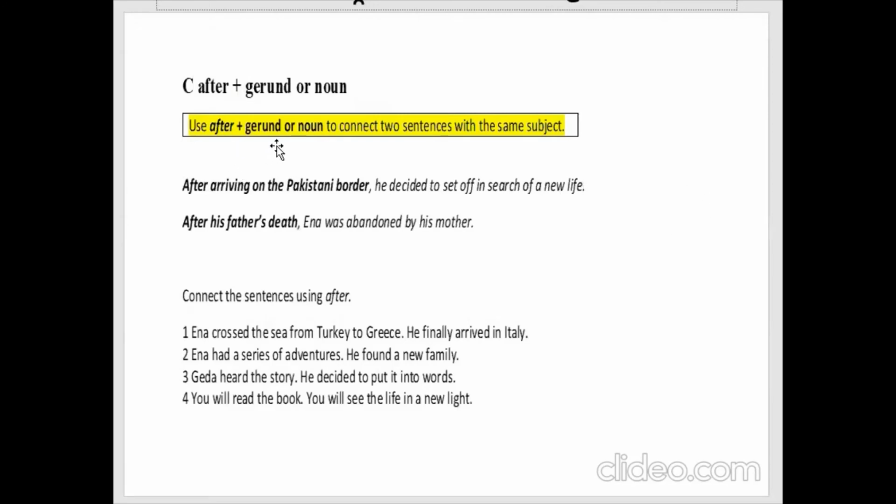Use after plus gerund or noun to connect 2 sentences with the same subject. This structure of the sentence will also be useful in writing a review. Well, for example, after arriving on the Pakistani border, he decided to set off in search of a new life. After plus gerund, arriving. After his father's death, Ina was abandoned by his mother. After plus the noun, death. To practice more, try to connect the sentences using after.